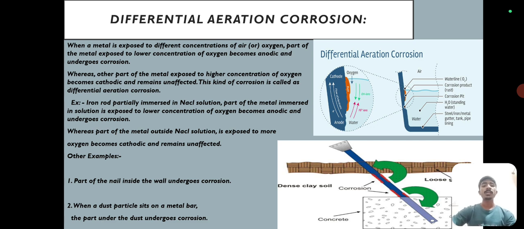A part of metal immersed in the solution exposed to lower concentration of oxygen becomes anodic and gets corroded, whereas the part of the metal outside NaCl solution is exposed to more oxygen and becomes cathodic and remains unaffected. The other examples are the part of a nail inside the wall undergoes corrosion. When dust particles sit on a metal bulb, a part of it undergoes corrosion.